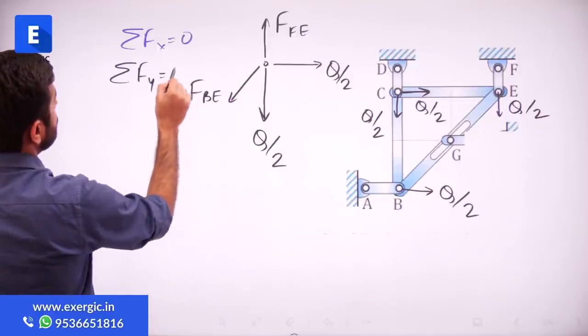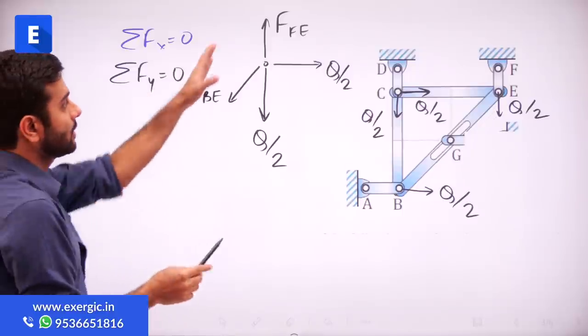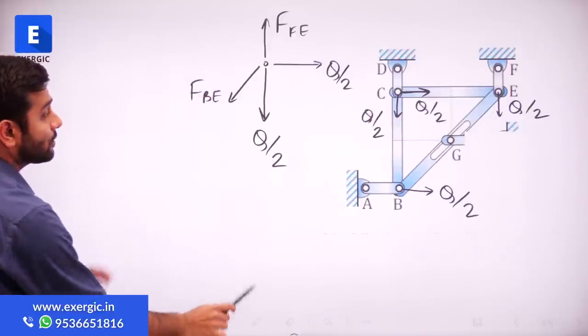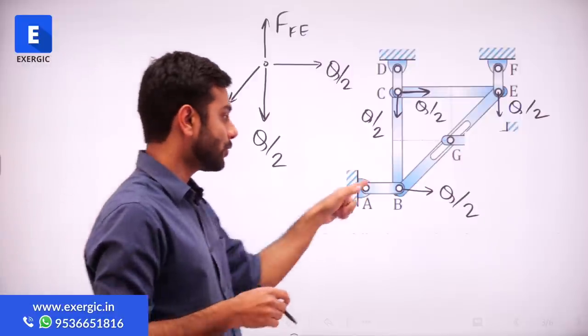Summation FY is equal to 0. Using these two, we can find out these two unknown values. But let's do one thing. Before solving it, let us come to joint B.